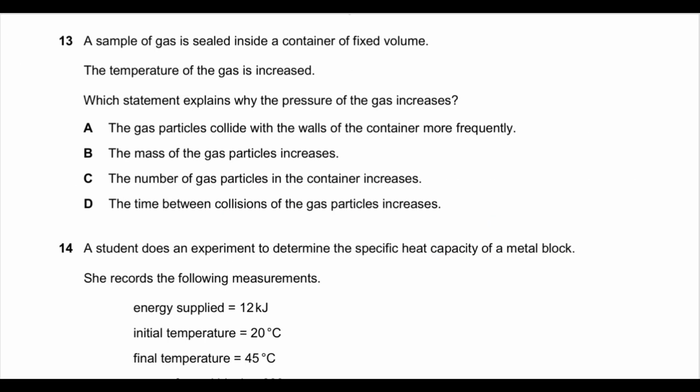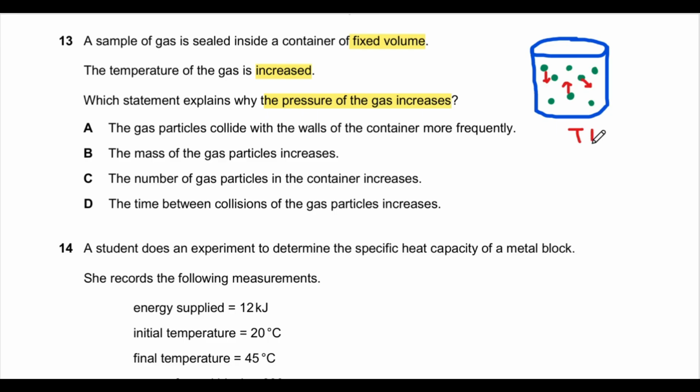Question number 13 says a sample of a gas is sealed inside a container of fixed volume. The temperature of the gas is increased. Which statement explains why the pressure of the gas increases? Basically, we have a container with gas of fixed volume, and the molecules of gas are in constant motion, randomly moving here and there. We supply heat to this container, that means we increase the temperature. The increase in temperature will cause the molecules to move more quickly and more frequent collisions would happen, which will increase the pressure.